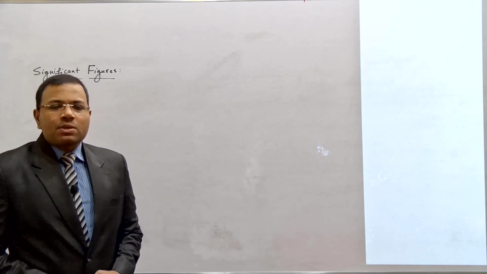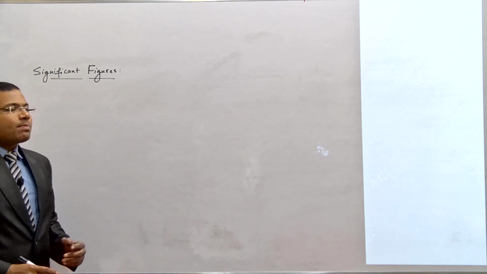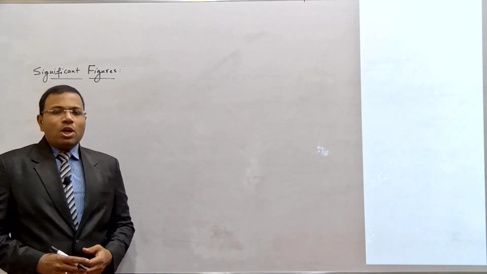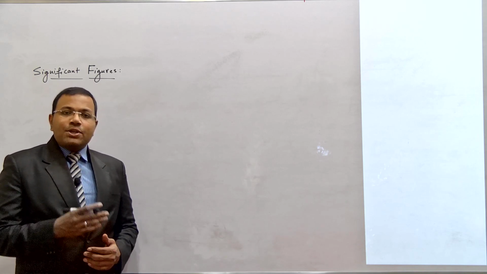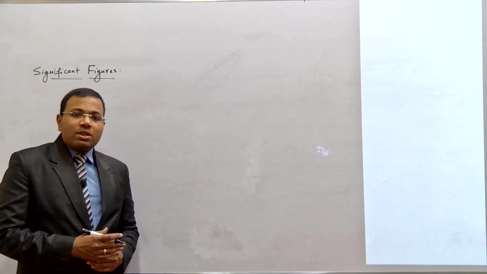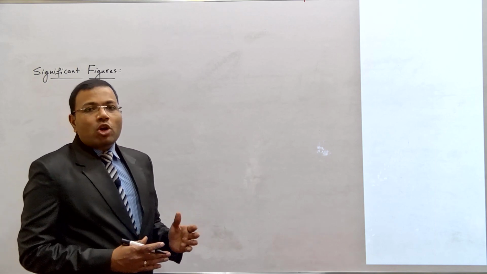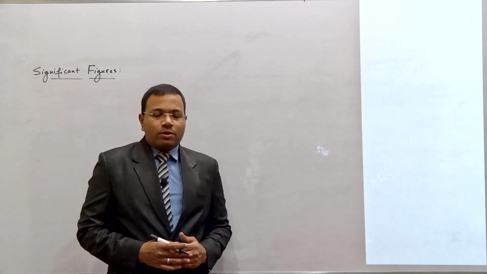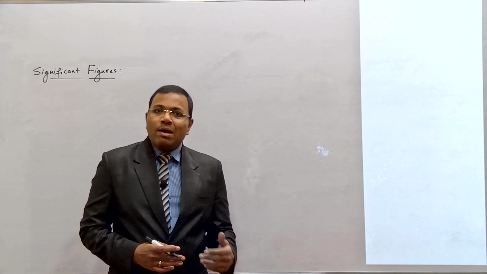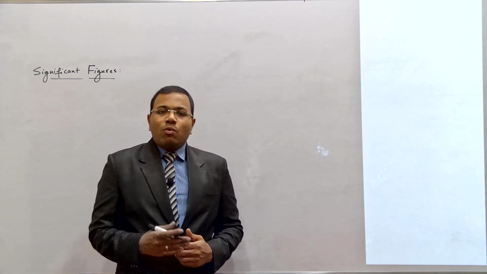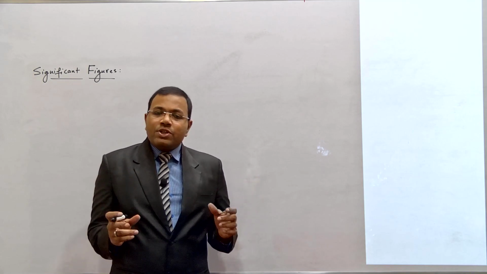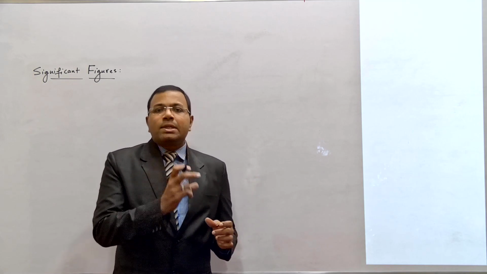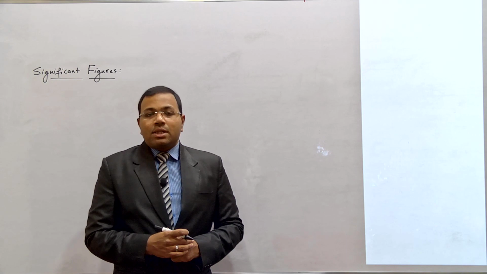In today's class, we are going to discuss the concept of significant figures. What are significant figures? Significant figures have two parts. The first part is the number of digits which are reliably known, and the second one is one uncertain digit. The combination of digits which are reliably known and the uncertain digit is called the significant figure.